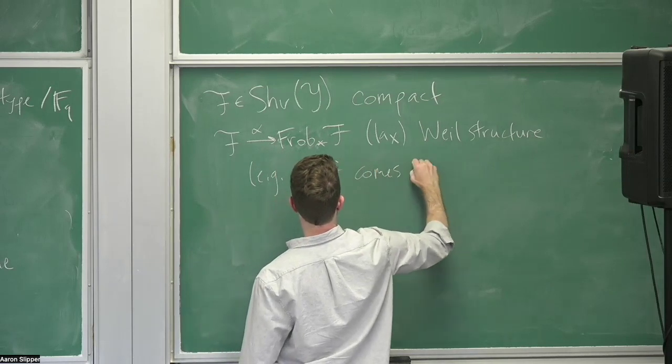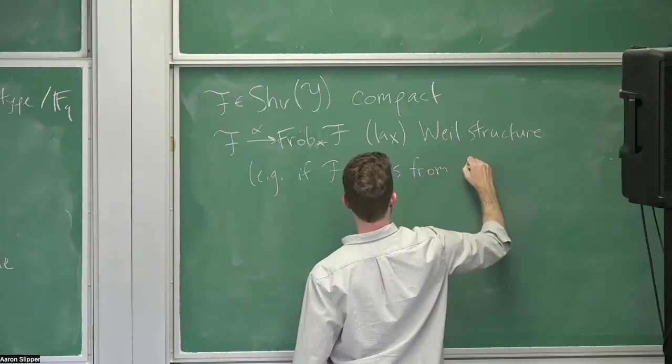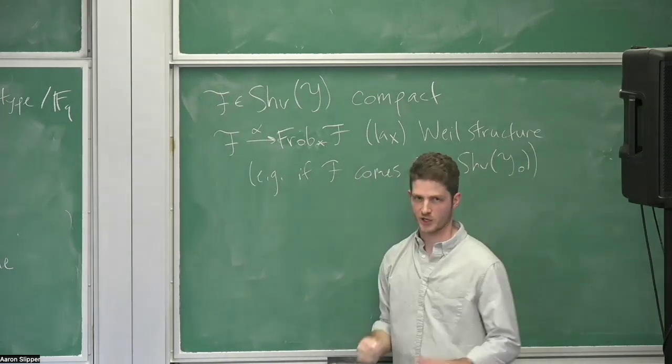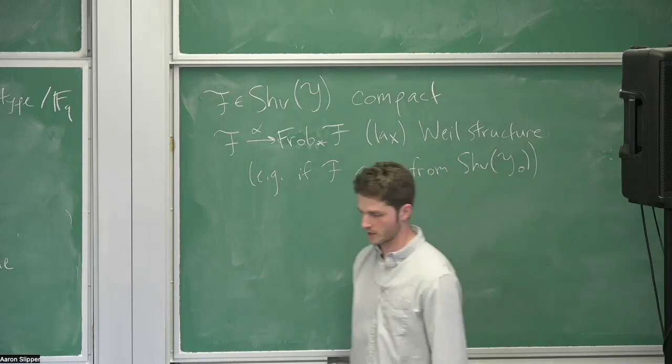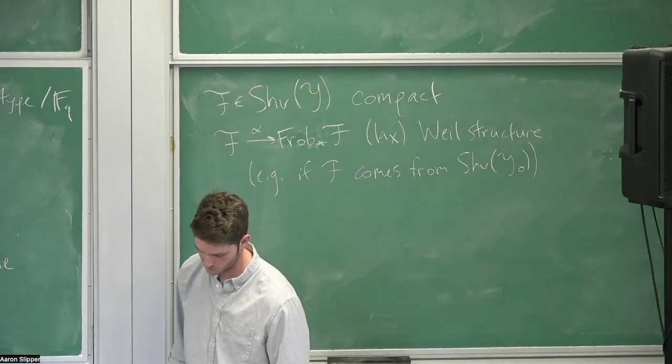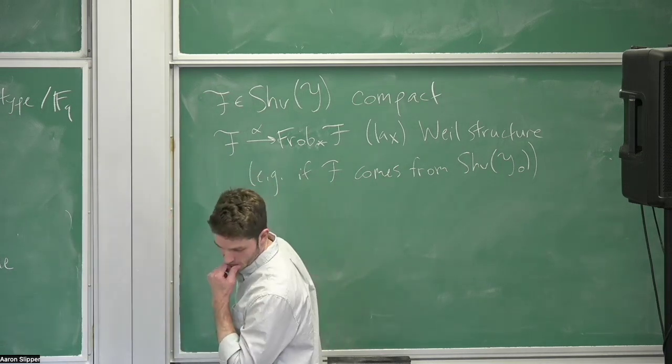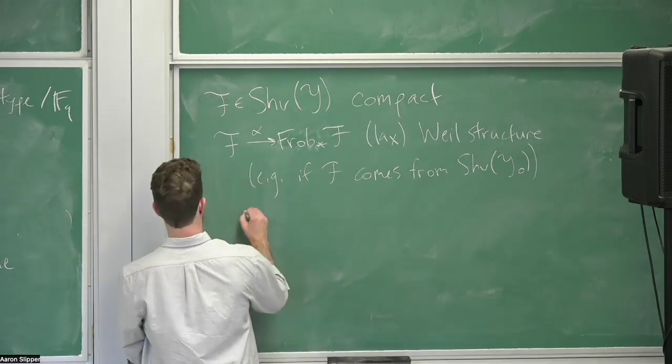For example, if F comes from a sheaf on Y naught, right? Then we would actually have a strict base structure. So that's typically where these things arise, but you can also consider other base structures. Okay, now we'll apply this functoriality principle in the following case.